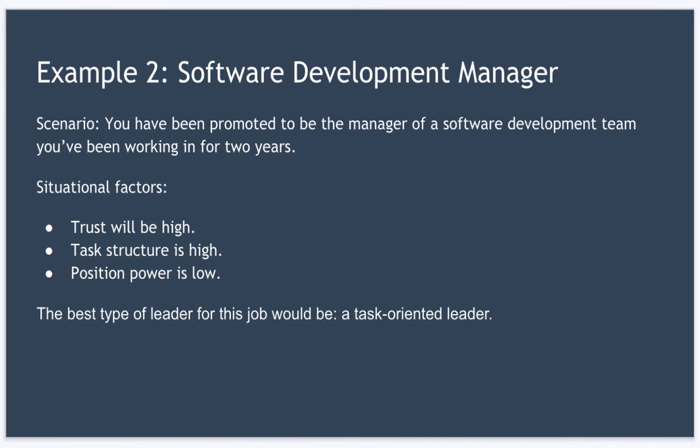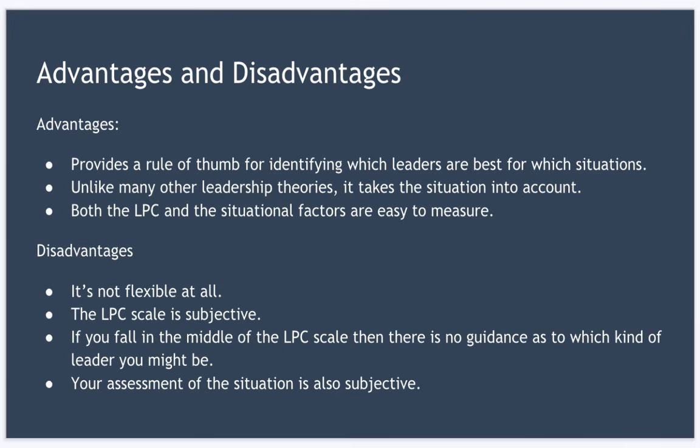And finally, position power is low. So although you've been promoted to manage the team's day-to-day work, you're not actually responsible for line management of any of them. And so you don't hold much formal authority over any of them. You can't fire them if they underperform, for example. So based on those situational factors and using the table we looked at before, a task-oriented leader is best suited to this type of role. So let's take a look at the advantages and disadvantages of the theory.